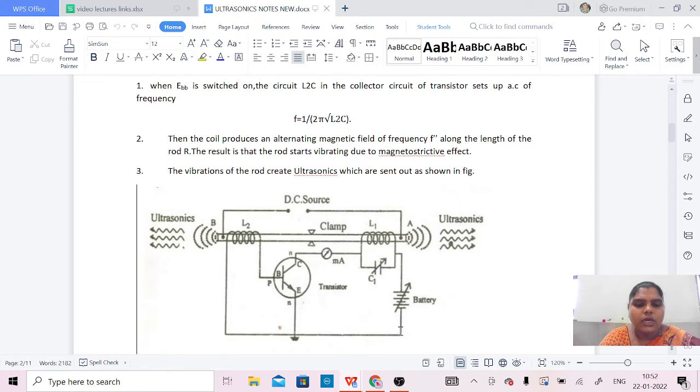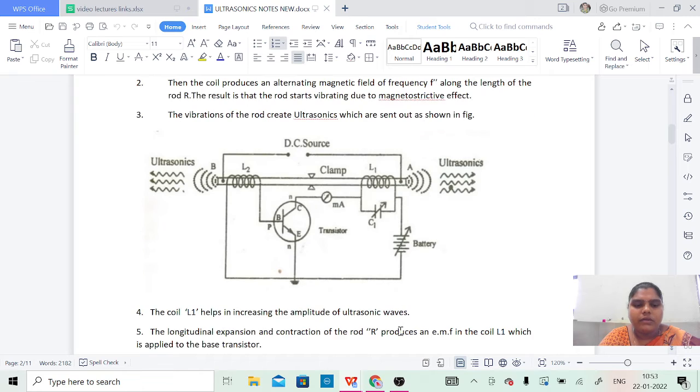See how the construction of the magnetostriction method will be. There is a rod and coils L1, L2. We are using a transistor, that is an NPN transistor, and a capacitor. The two ends of the rod will be clamped by knife edges, and for the circuit we are using a high tension battery, and a direct source at the two ends of the rod here.